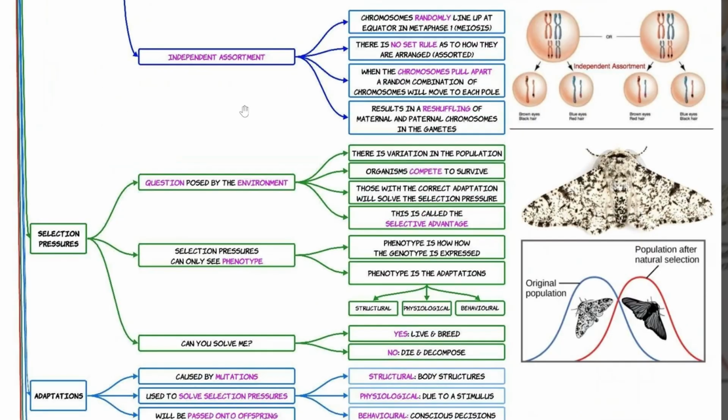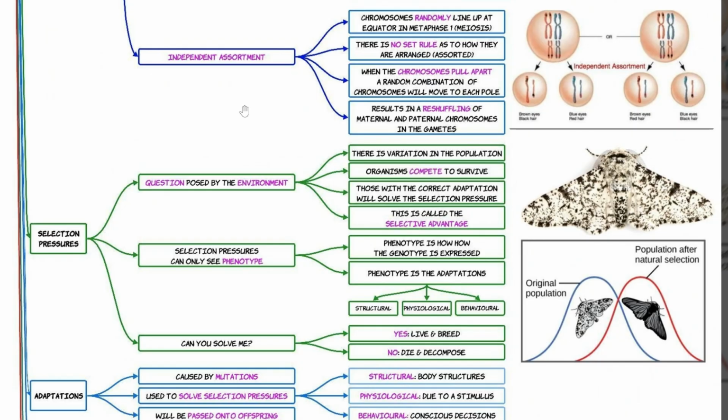Next is the idea of selection pressures. A selection pressure is a question posed by the environment. So there's variation in the original population, and organisms compete to survive. Those with the correct adaptation, being the correct mutation, will solve the selection pressure and live. This is called the selective advantage.